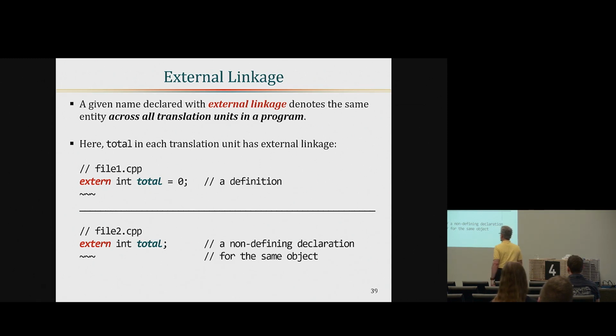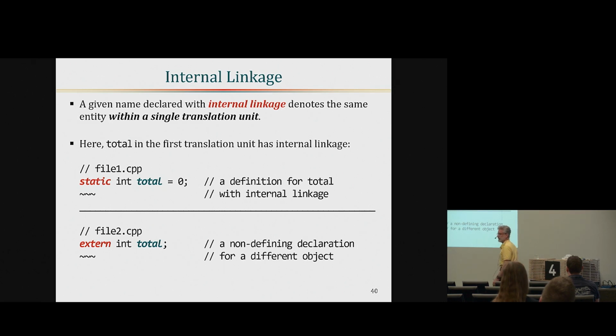And so here we have an object called total, which is defined in file 1. But notice it's got the keyword extern on, which says it has external linkage. But that is a definition. It does have an initial value, equals 0. In the second translation unit, file 2, it says extern int total. That does not have an initializer, so that's just a non-defining declaration. Those two things become one. After separately compiling each of those, you link them together. There's only one total in this program.